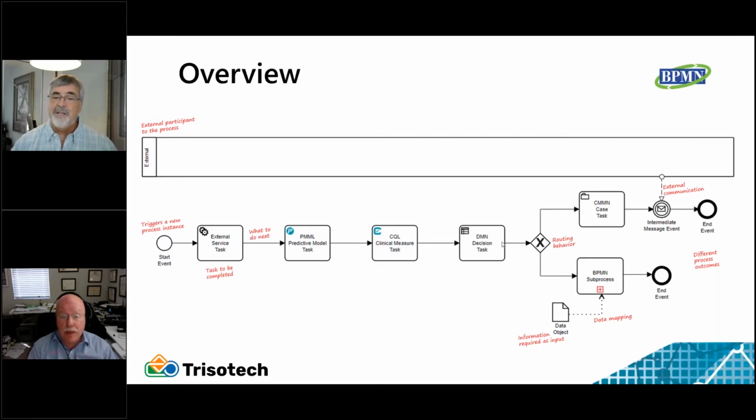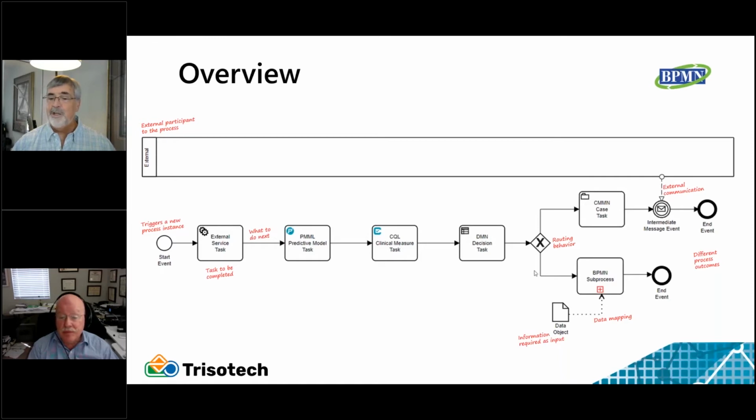Then when this completes, we go into a decision task and use another standard called DMN to capture the logic of the decision. Then based on some results, we will branch either to the upward part here to a case task where we're managing a case using the CMMN standard, another standard from the OMG for case management. And then when we meet this intermediate event here, so the circle is an event, we're waiting for a message from an external party before we carry on.